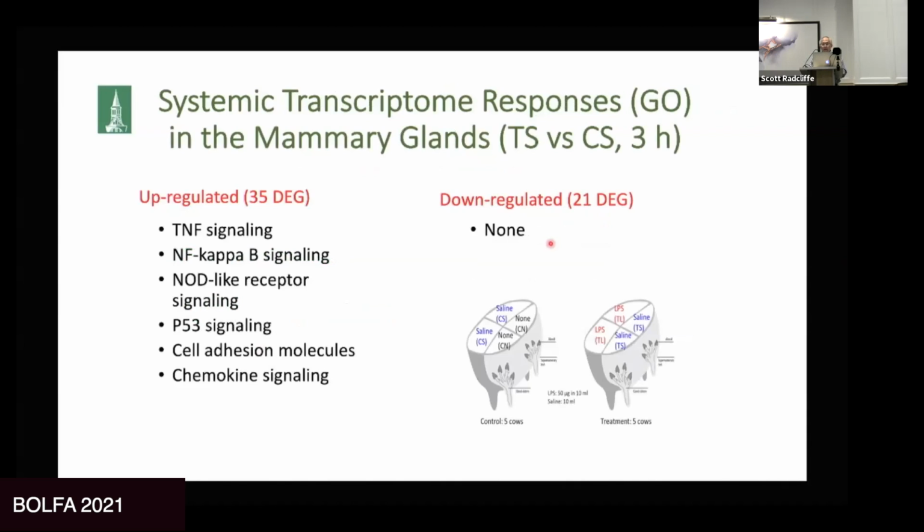The changes I just described are local. Systemic means comparing the saline-treated gland in the treated animal with the saline-treated gland in the control. Systemically, we did see 35 upregulated genes and 25 downregulated genes. The 35 upregulated genes are mainly again cytokine signaling, and maybe also adhesion molecules, and then GO term analysis for 21 DEGs.